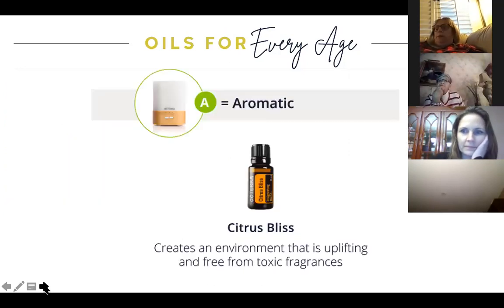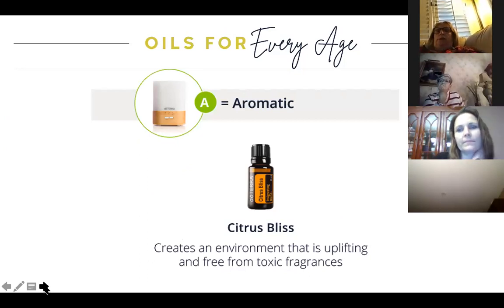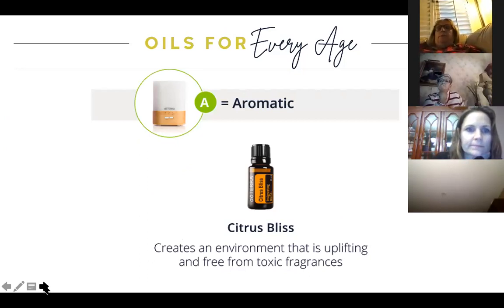So let's just review the 3 ways that we can be using our essential oils at any age. So we can be using our essential oils aromatically, meaning we can be using them in our diffuser. So something like Citrus Bliss, which is such a beautiful, uplifting citrus blend, creates an environment that's uplifting. It's free from toxic fragrances. And, as we're talking about our children and we're talking about teenagers and adolescents, it's so important. You'll remember back to when we talked about toxin-free living last week. As women, we are exposed on a daily basis to over 100 toxins.